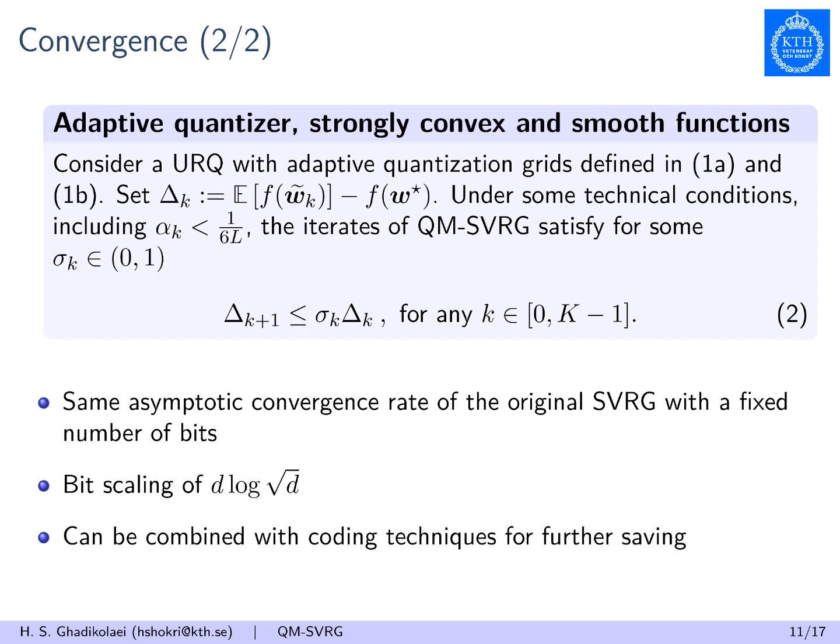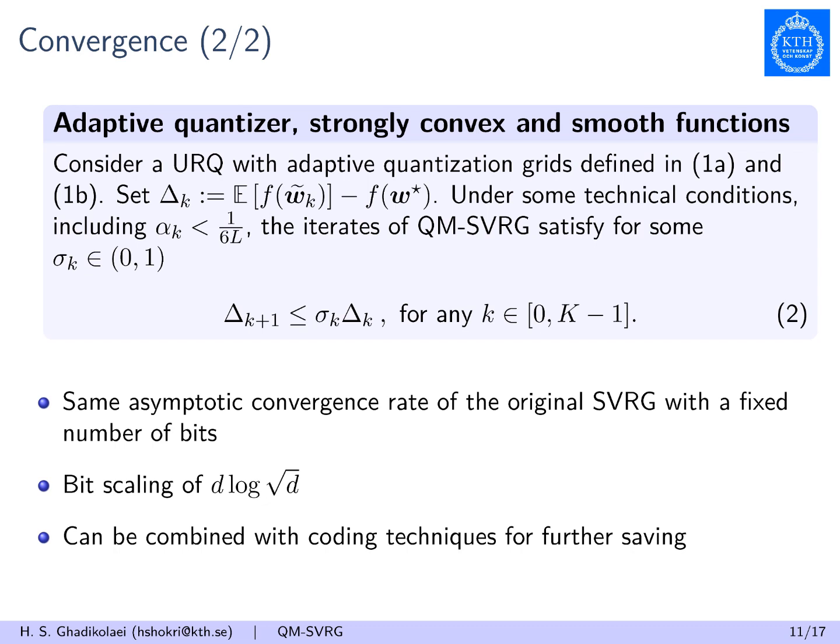Now, if we change the fixed quantization space with the adaptive quantization space for the same class of functions, we can recover the same asymptotic convergence rate of the original SVRG, but now with a fixed number of bits. We don't really increase the number of bits per iteration. The only thing that we change is that we shrink the quantization space to make sure that with a fixed number of bits, we now have more resolution for parameters and for the gradients.